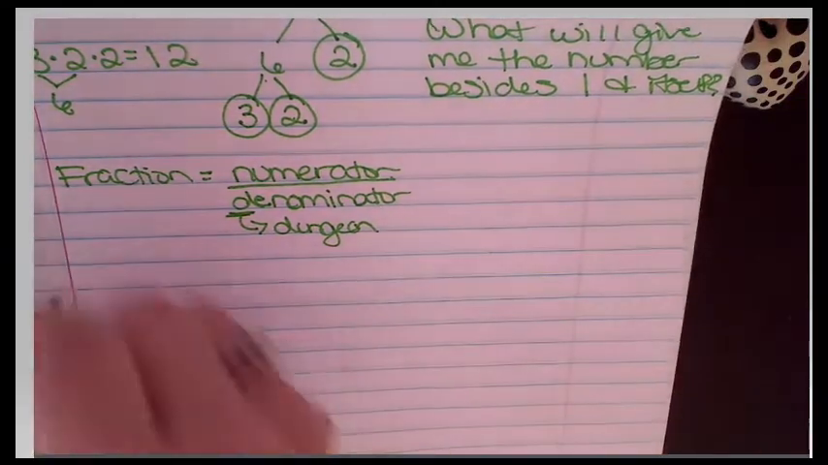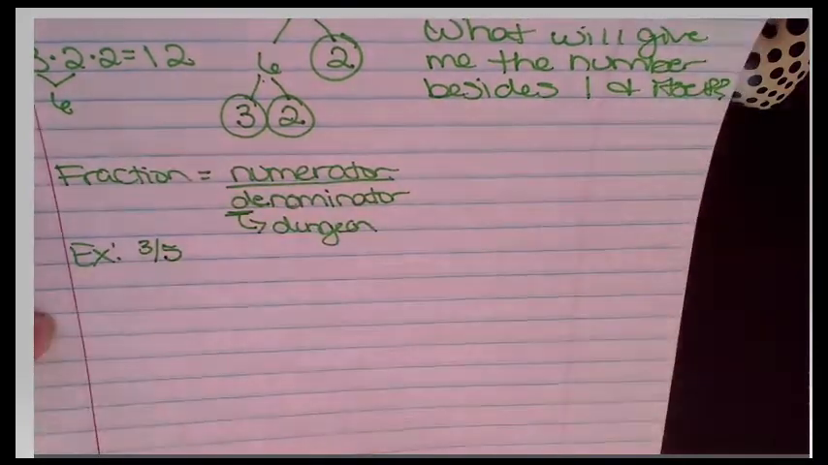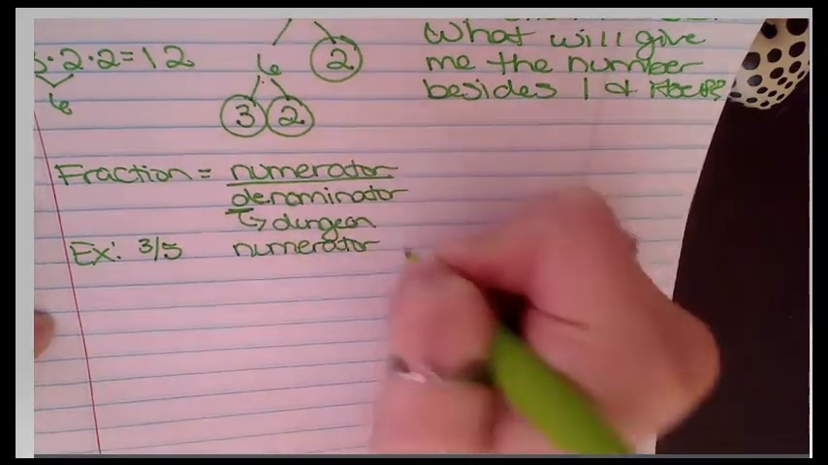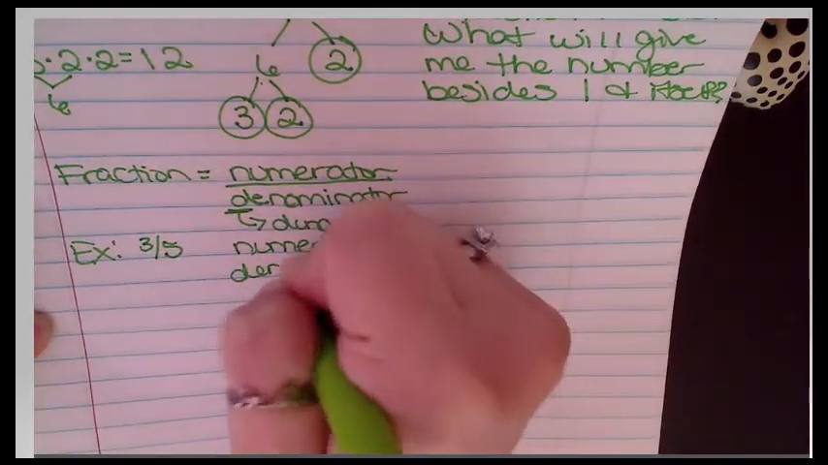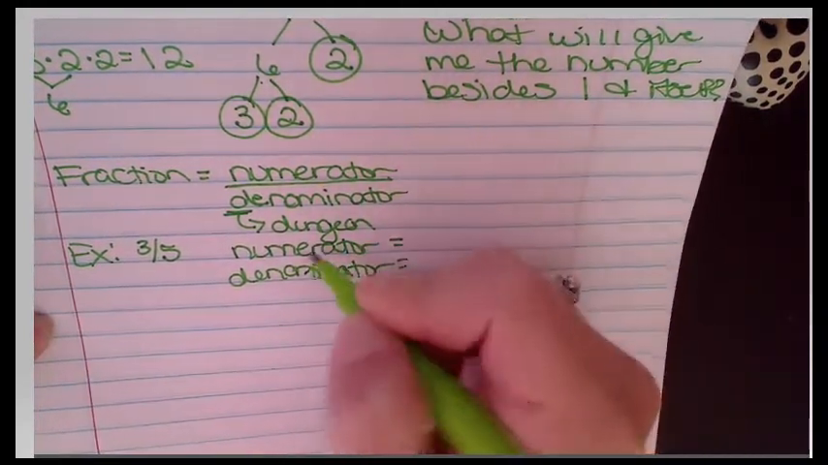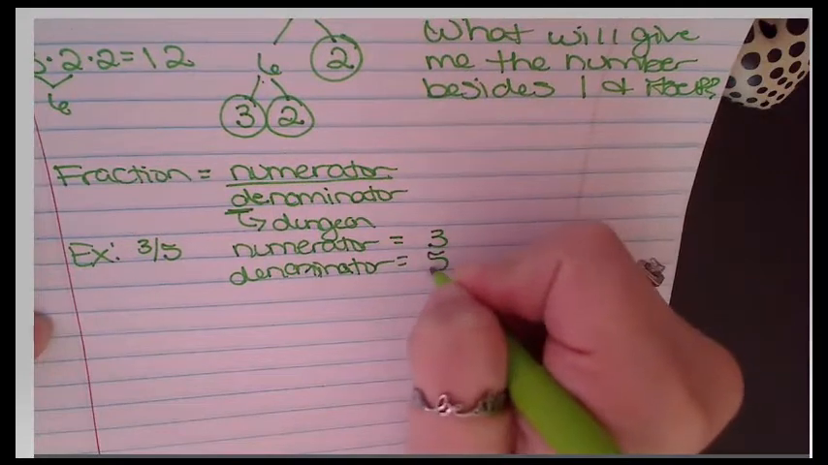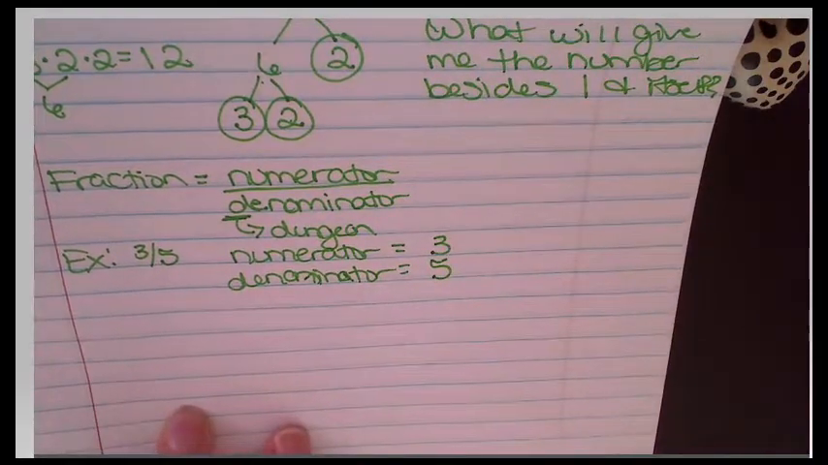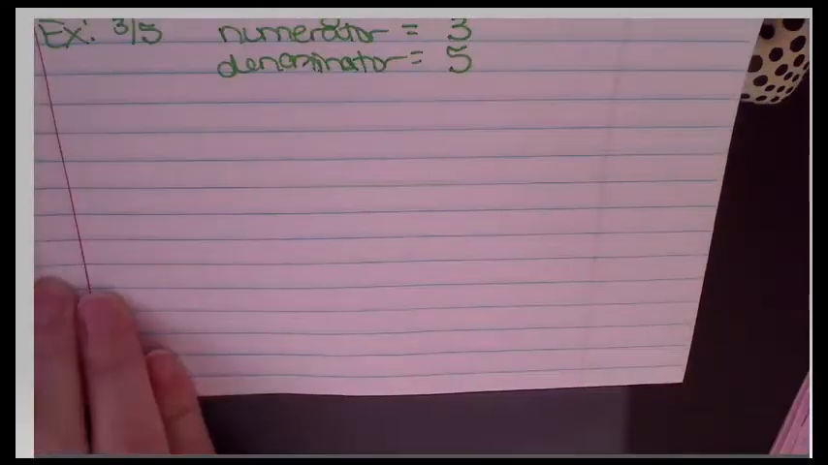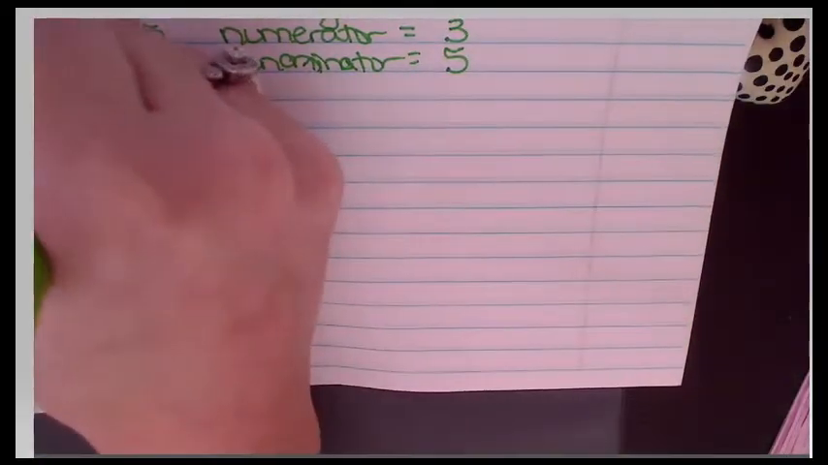So let's look at a fraction. Let's look at 3 over 5. So which one of these numbers is our numerator and which one of these is our denominator? Our numerator is the number that's on top, which will be our 3. Our denominator is the number that's on bottom, which will be our 5. These are important to understand when it comes time to simplifying fractions. So simplifying fractions is really the first thing that we're going to learn to do today. So let's define what that means.